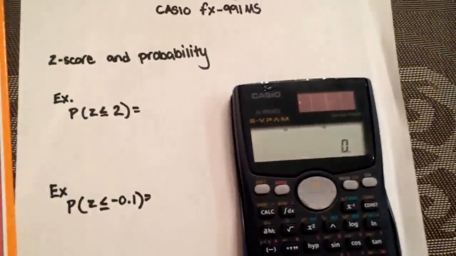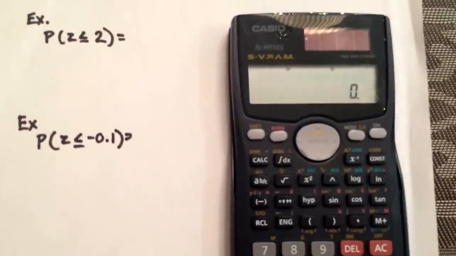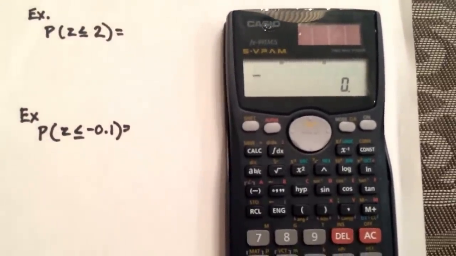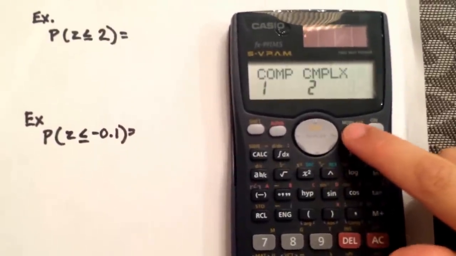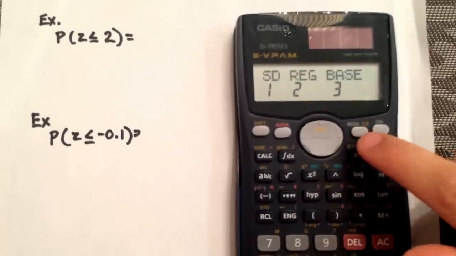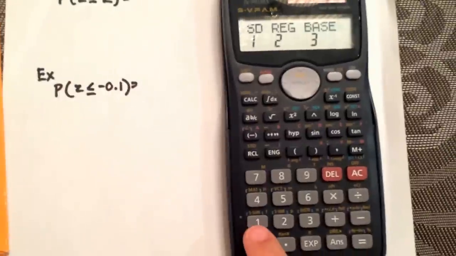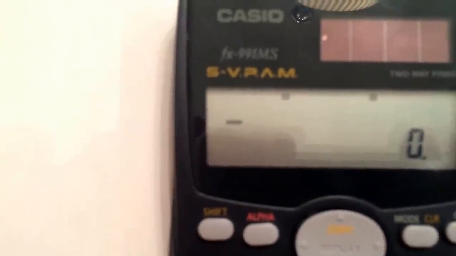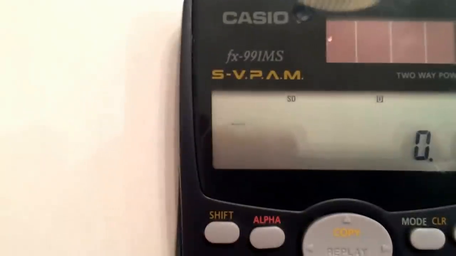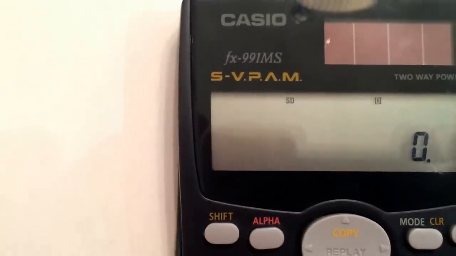So first thing you need to do is make sure your calculator is in standard deviation mode. So go to mode and select one. Okay, so you'll see the SD at the very top, right there. Okay, so you gotta make sure it's in that mode.